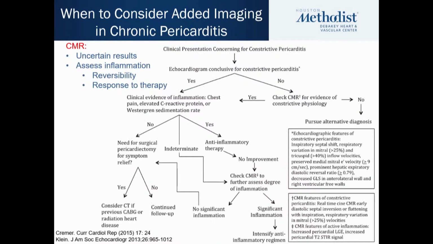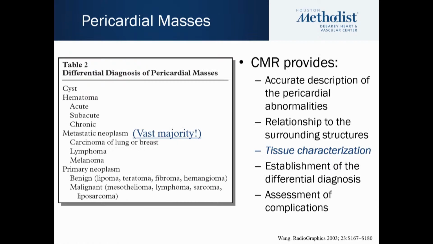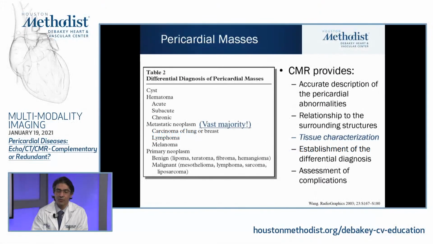And this is just a slide to help you when you should consider advanced imaging, and really consider advanced imaging whenever you have uncertain results, or whenever you want to assess for inflammation, to look specifically for reversibility or response to therapy. So pericardial masses, for the sake of time, we're running over. I will just say a few brief words. CMR's real strength here is its spatial ability to see anatomy, and then of course tissue characterization.